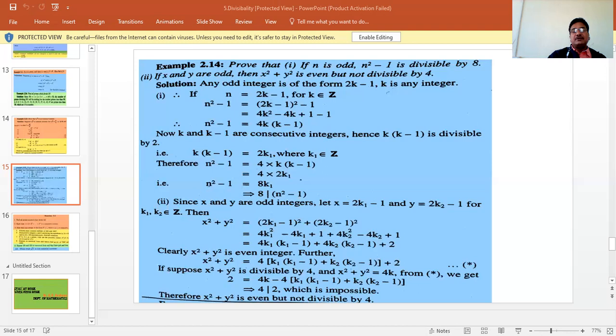Here we have that x squared plus y squared is an even integer, so the aggregate sentence is: x squared plus y squared is an even integer but not divisible by 4. These are some problems on divisibility. So solve all these problems.